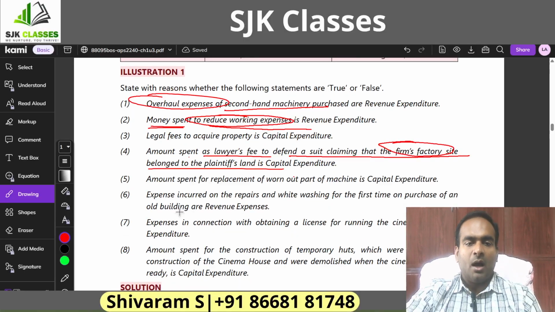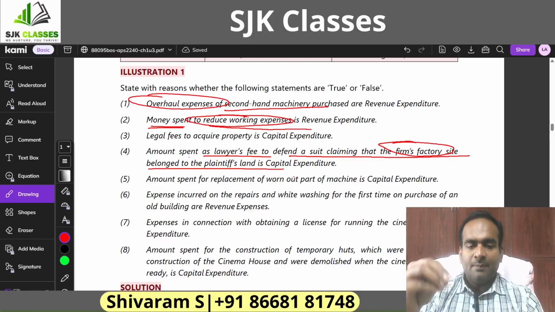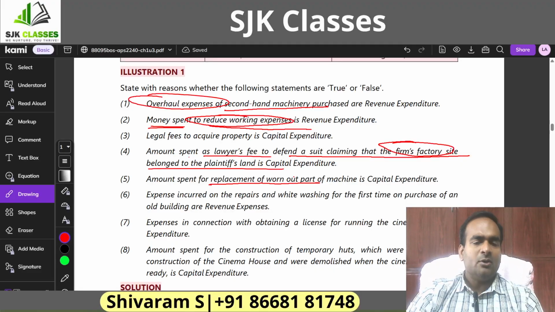Then, the fifth question. Amount spent for replacement of worn out part of a machine is capital expenditure. What they are saying here is that the amount spent for replacement of a worn out part is a capital expenditure. Some parts have been worn out, and we are going to replace that part. This is a key point: replacement of a worn out part is a revenue expenditure only. It is something like a maintenance cost. I'm using an asset, the asset is not working now, and I'm going to replace some part of the asset so that I can use the asset as it is.